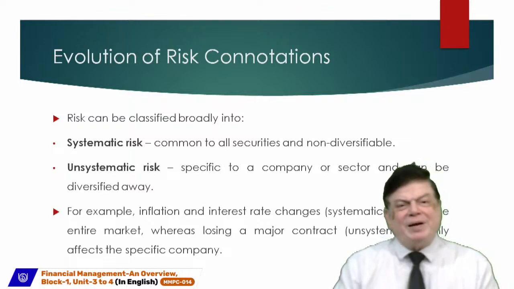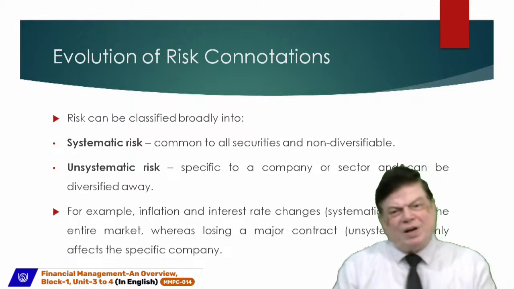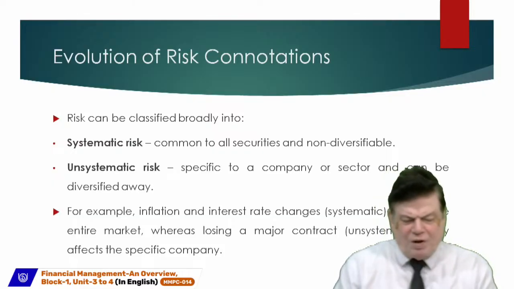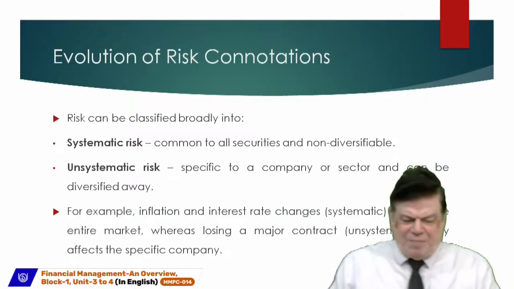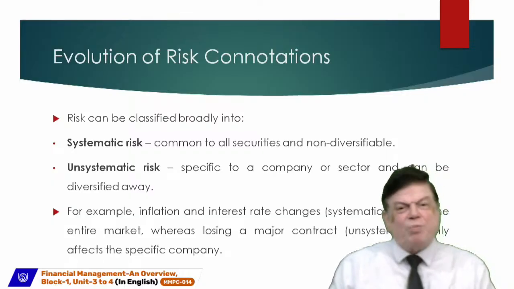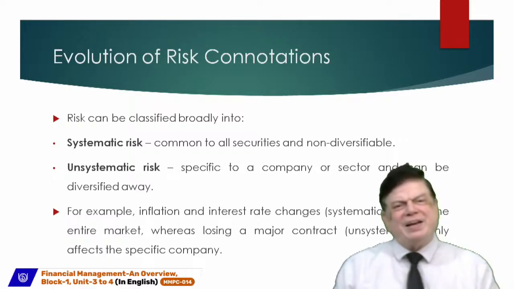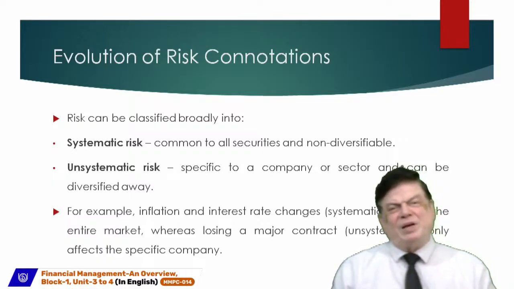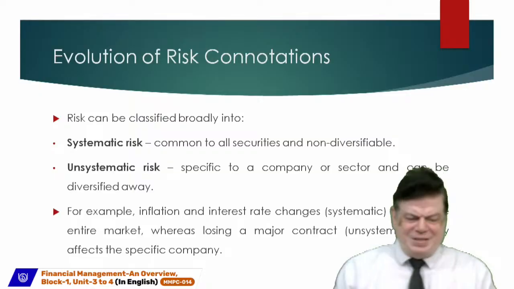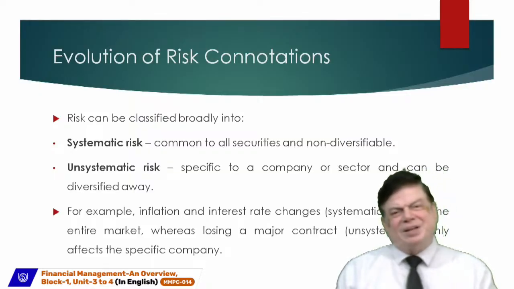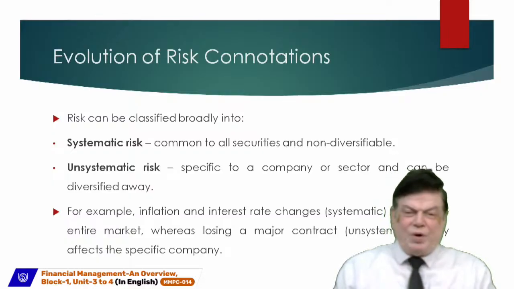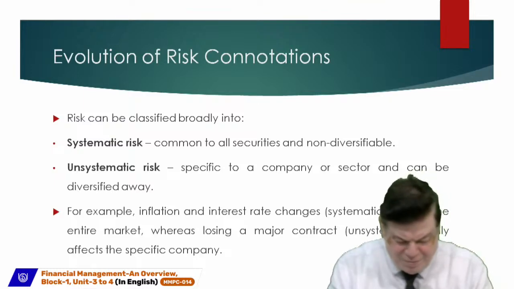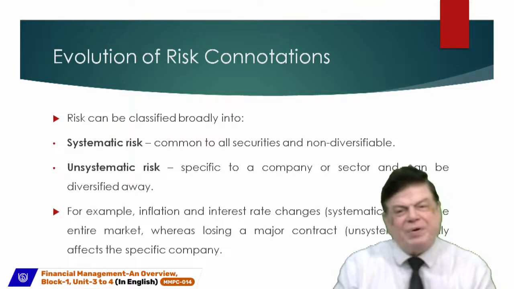Then unsystematic risk relates to one company, specific to one company or industry. Example, a fire in a company's factory or poor management. Suppose there is a fire in the company's premises or the management of the company is poor. This is your unsystematic risk because it is regarding that particular company. You can reduce unsystematic risk by investing in different companies.